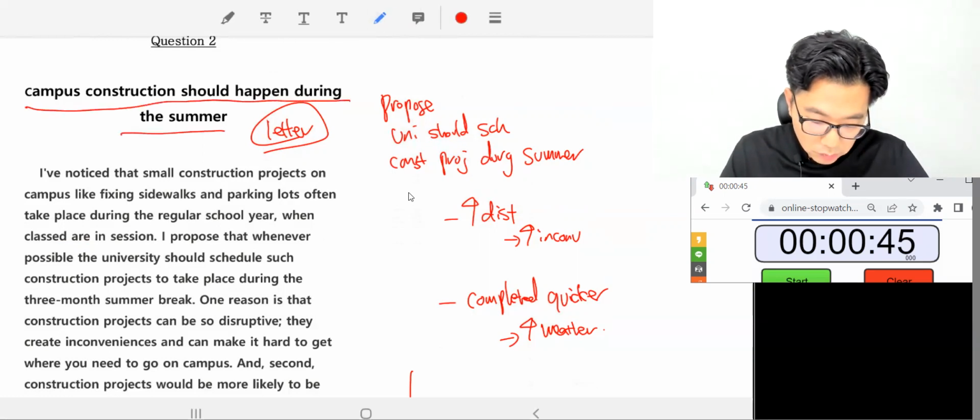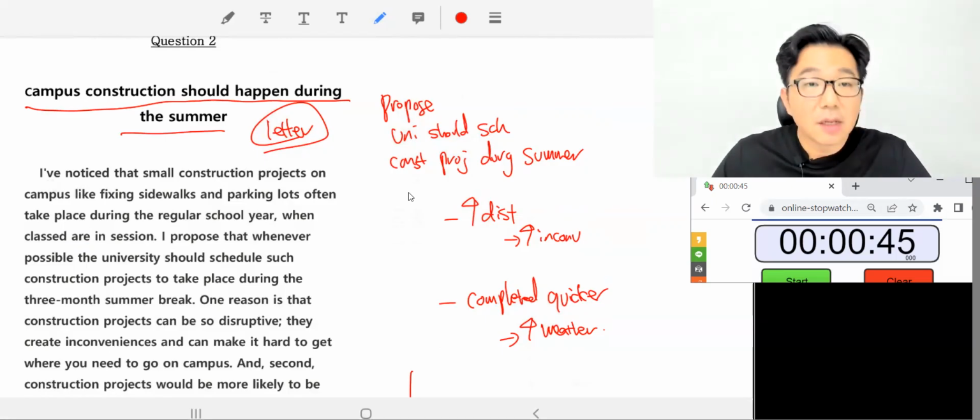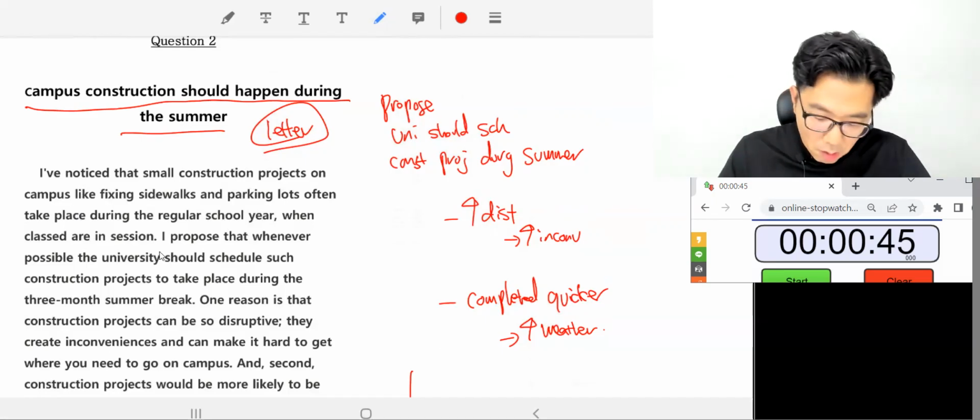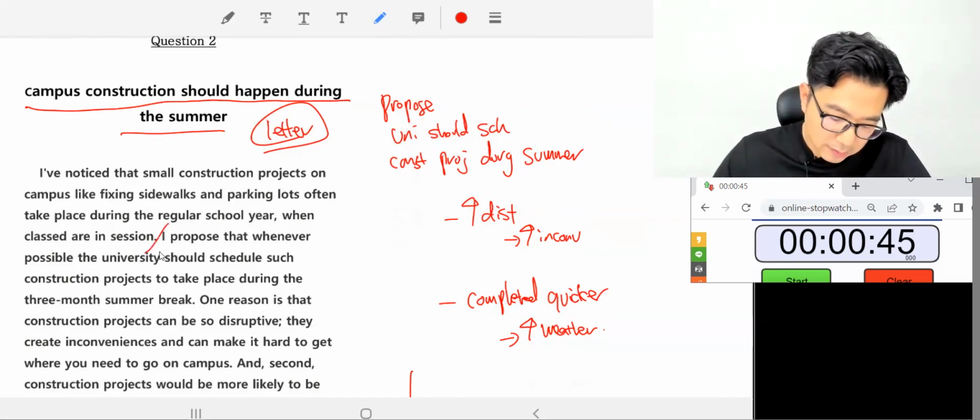So that's a proposal. The person says, I've noticed that small construction projects on campus, like fixing sidewalks and parking lots, often take place during the regular school year. So during the semester, when classes are in session, not during the summer holiday. I propose, so this is the main idea.